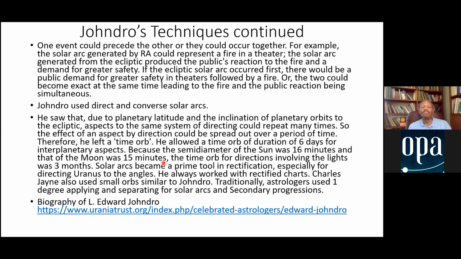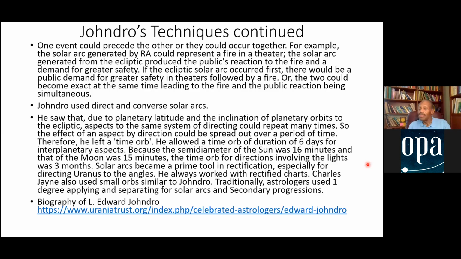But Johndro used much tighter orbs. He saw that due to the planetary latitude and inclination of planetary orbits to the ecliptic, aspects to the same system of directing could repeat many times. So the effect of an aspect by direction could be spread out over a period of time. Therefore, he allowed a time orb of 6 days for interplanetary aspects.